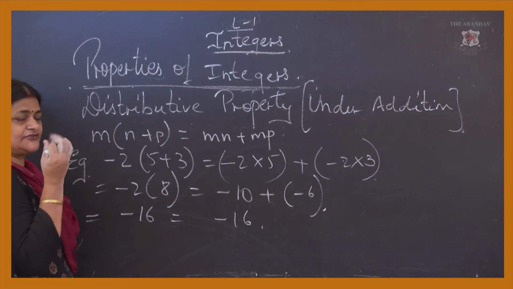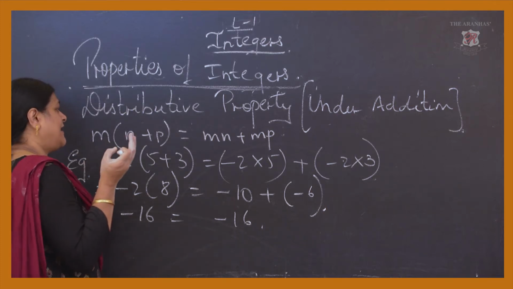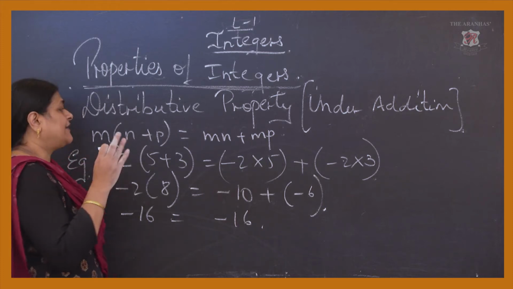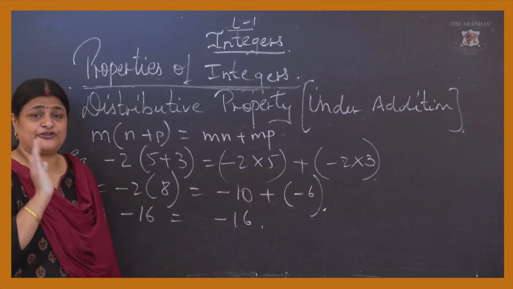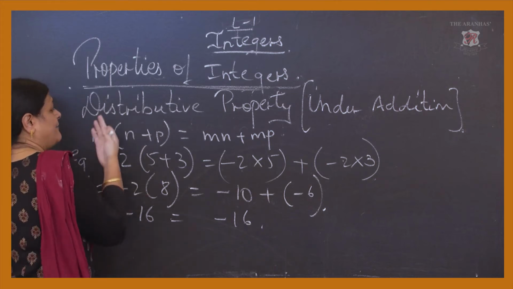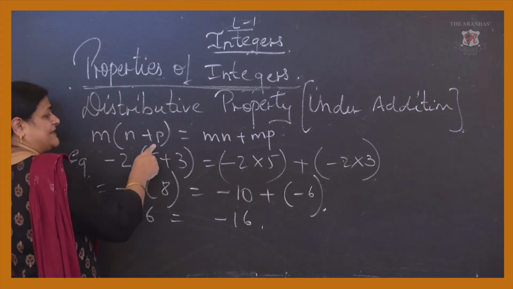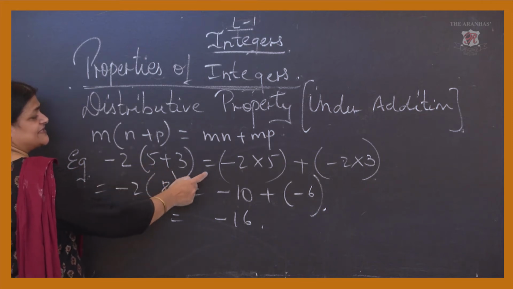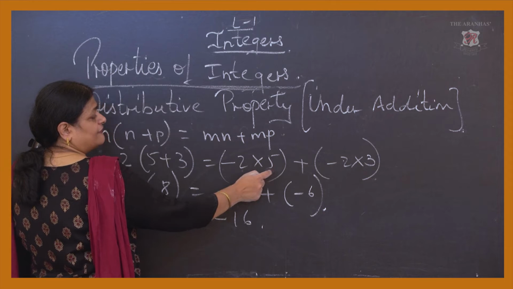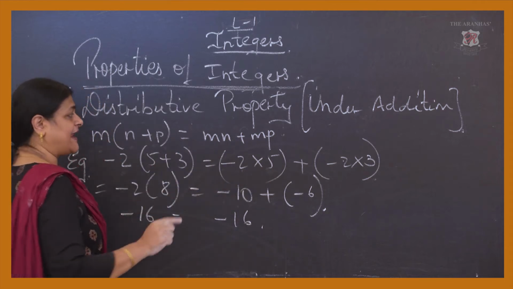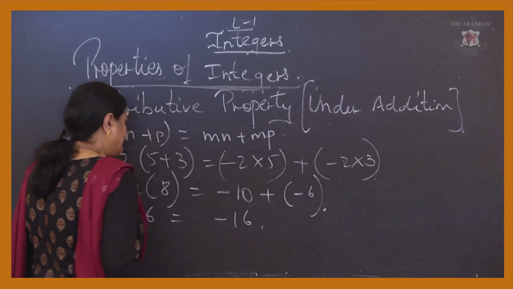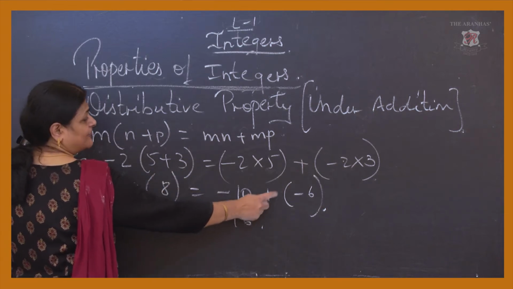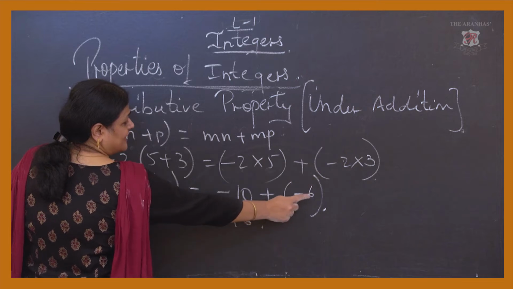That is, I have taken here 3 rational numbers m, n and p. Last time I had taken a, b and c. Now here in your addition, for your distributive property, you have got your 3 rational numbers m, n and p. So here m into n plus p is equal to mn plus mp. So I have taken an example of minus 2 into 5 plus 3 is equal to minus 2 into 5 plus minus 2 into 3. So minus 2 into 5 plus 3 is 8 is equal to minus 10 plus of minus into plus minus 6.